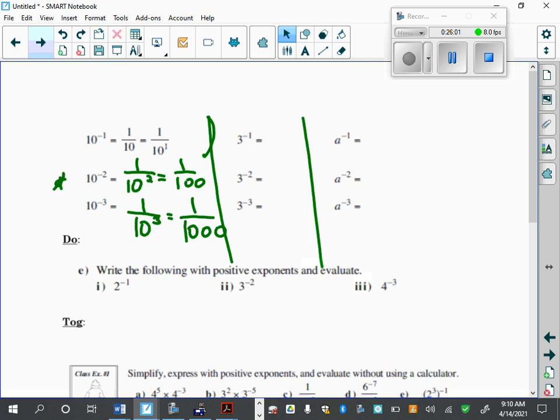1 over 3 to the positive 1 is just 3. 1 over 3 to the positive 2 is 1 over 9. And 1 over 3 cubed. What's 3 times 3 times 3? 27. Okay, do the A's.